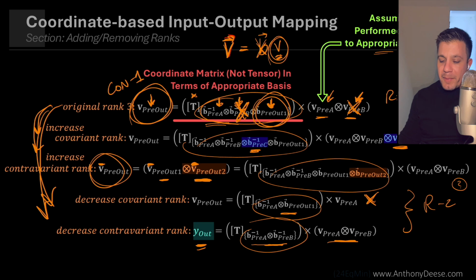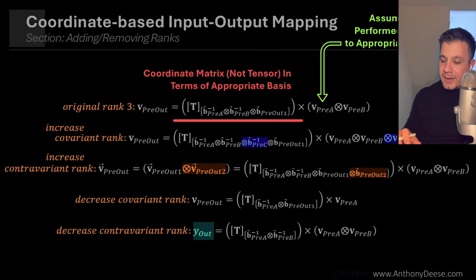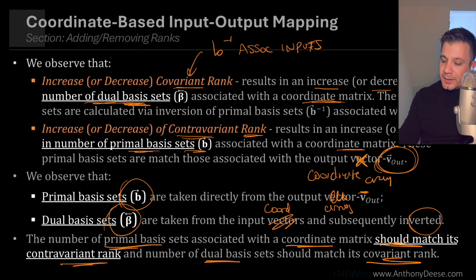And I know that I went back and forth a couple times using the term vector and array here. I apologize for that. But in this section, this slide and this slide, we're predominantly just talking about a coordinate matrix, as well as its associated input coordinate arrays, not vectors, and output coordinate arrays.